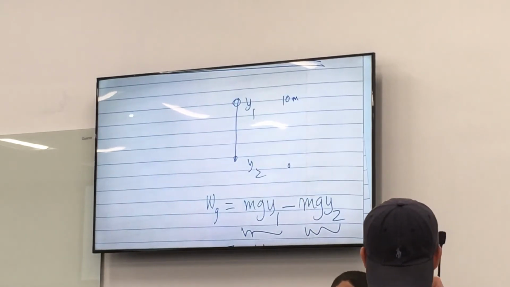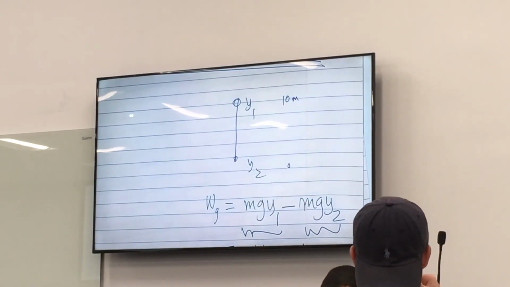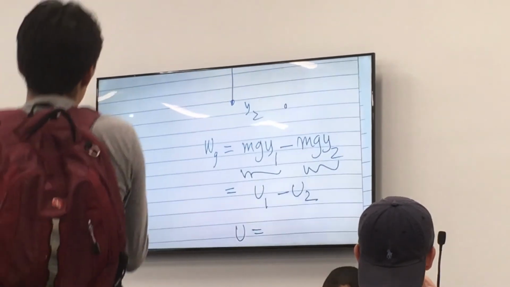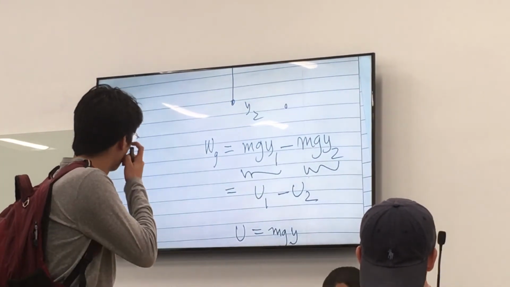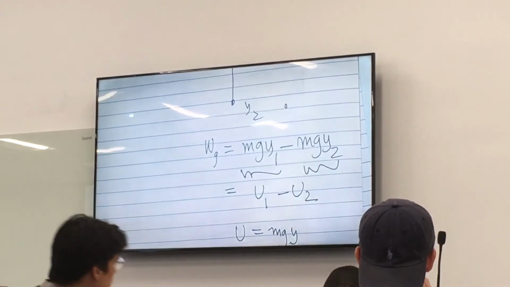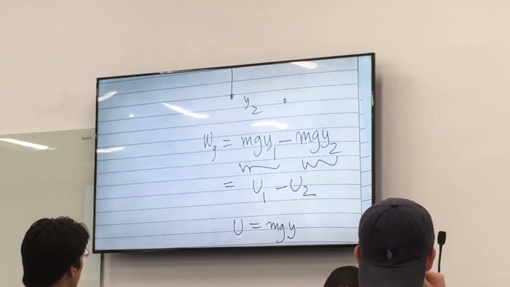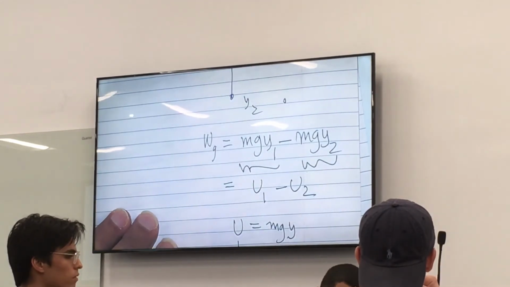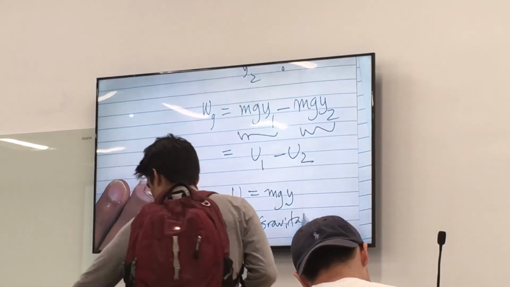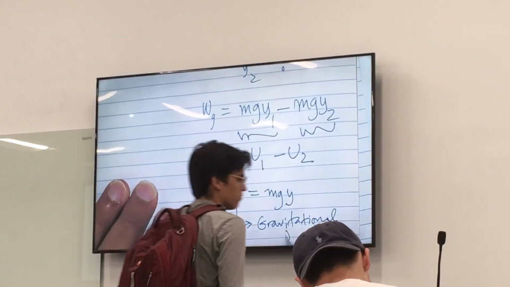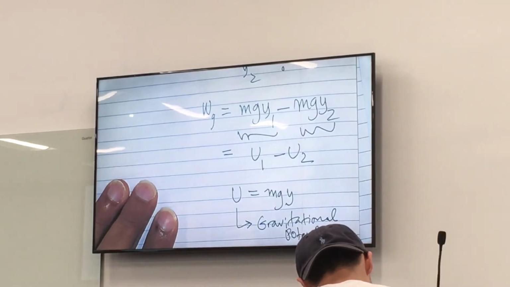And we call this U1 minus U2. So U is just mg times y. mgy, if you put 1 there, it's U1. You put 2, it's U2. So what is U? It's called potential energy. It's called gravitational potential energy.